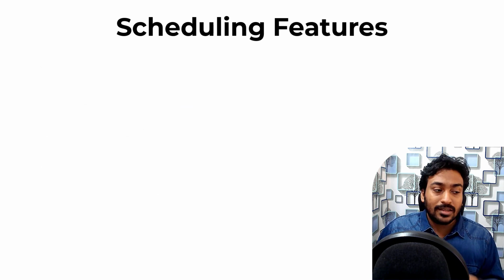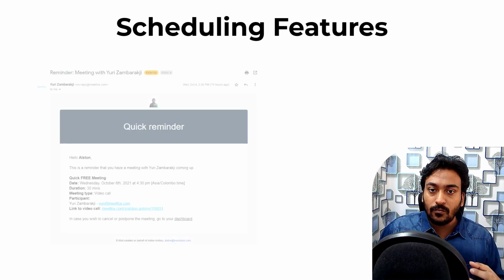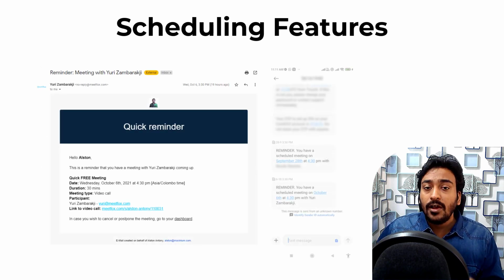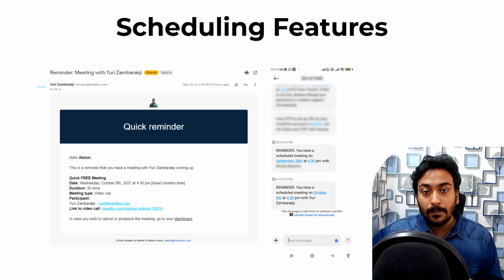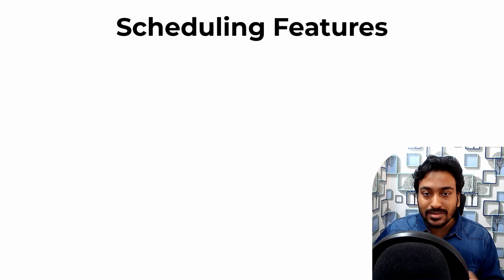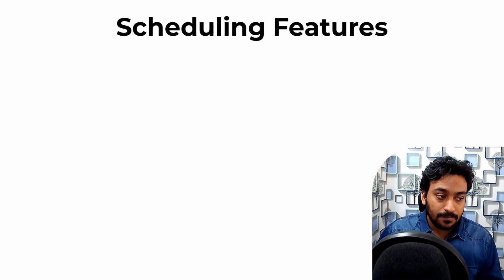And you can also get meeting reminders via both email and mobile, both for the participant and for me, where I have the account. It will send out meeting reminders by email as well as by SMS. You can disable this if you want also.